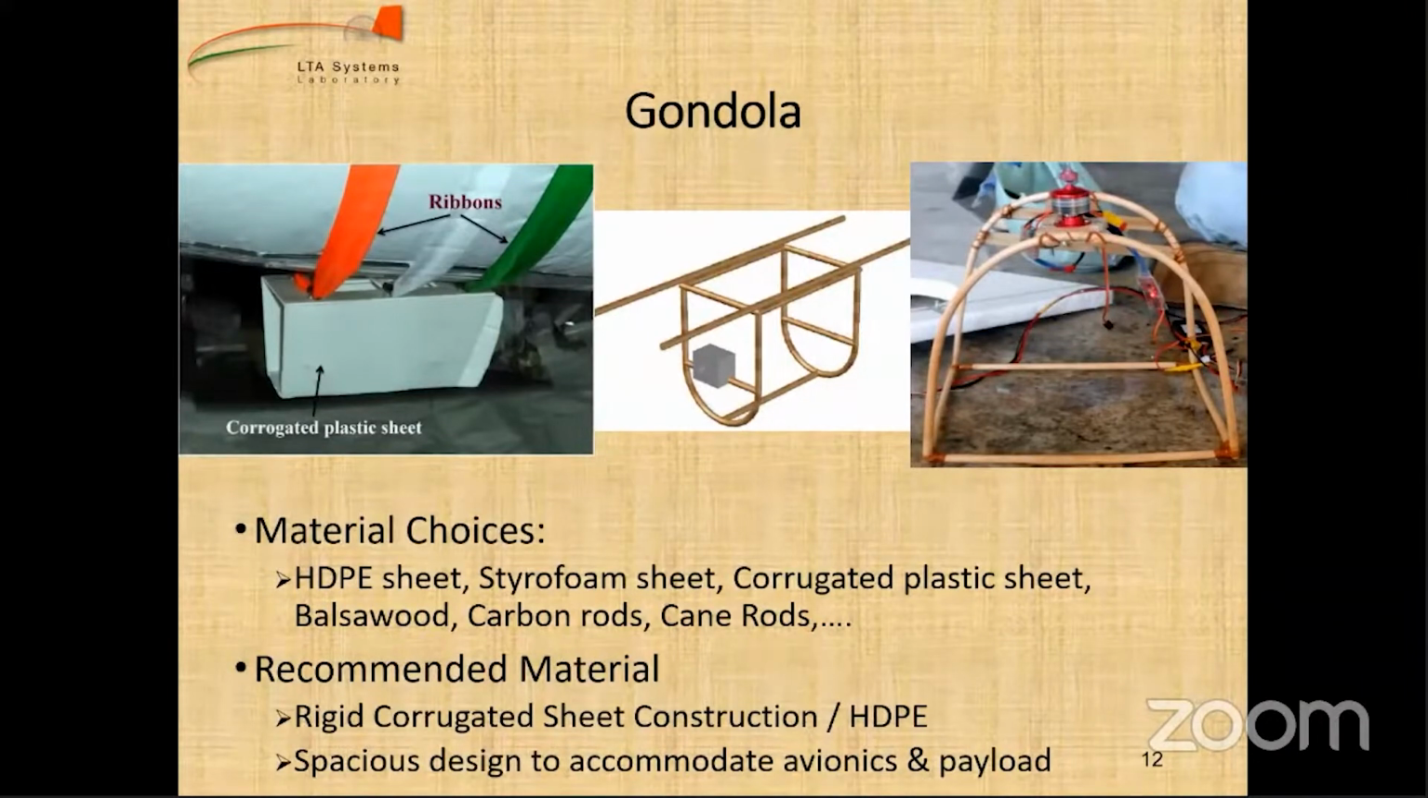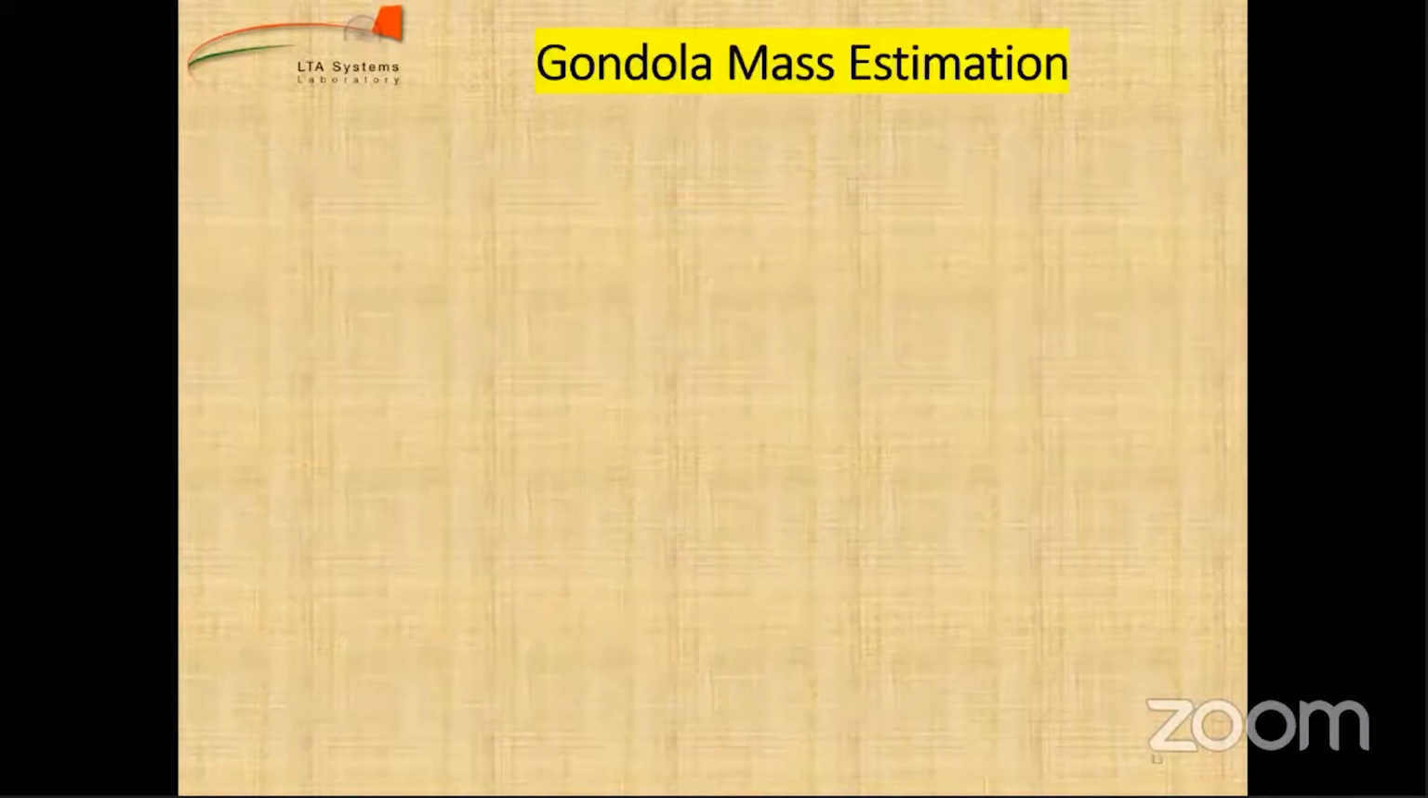And it can be connected to the gondola with some kind of ribbons like this. You can see some kind of ribbons there. We can connect it with some kind of ribbon around the envelope. So in this tutorial, we'll do the mass estimation of the gondola.